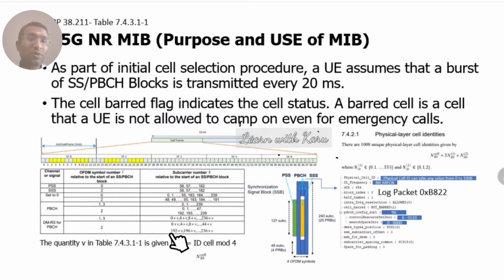is represented as a quantity V here, and you can see quantity V in the table is given by V is equal to the physical cell ID mod 4, and the physical cell ID can take values from 0 till 1008.